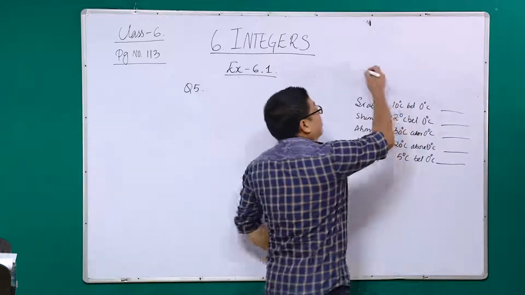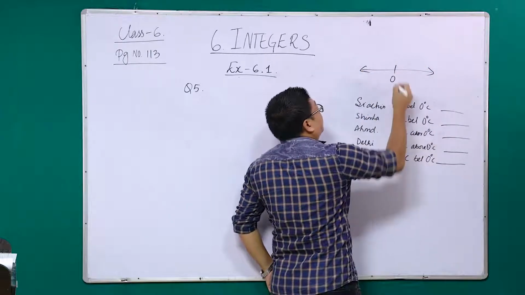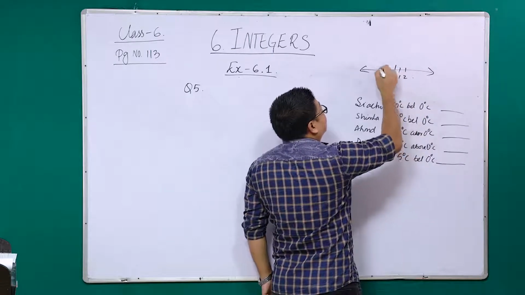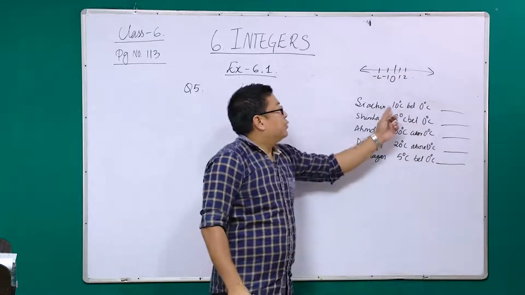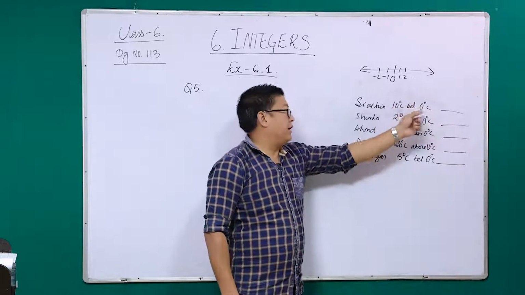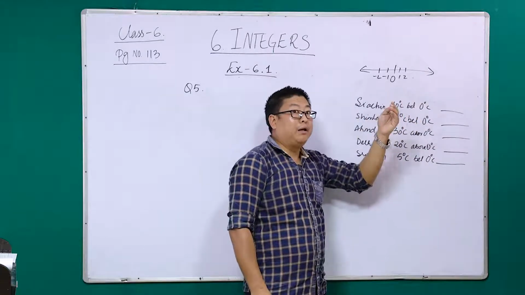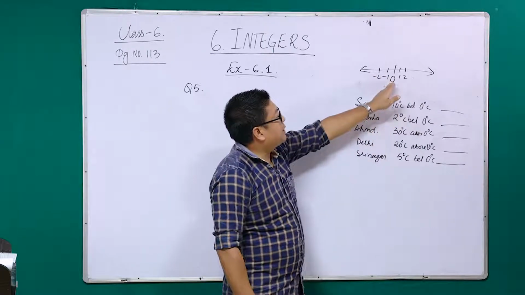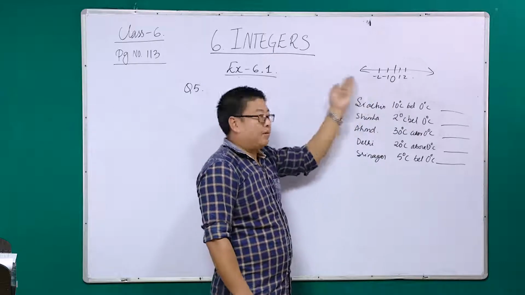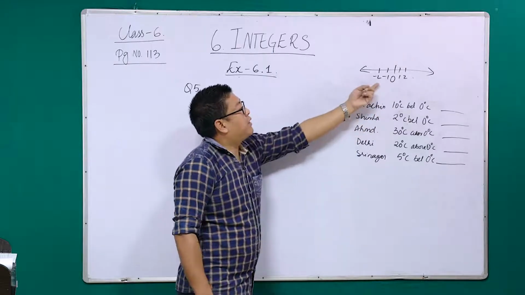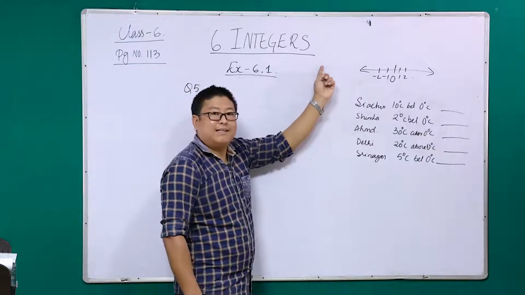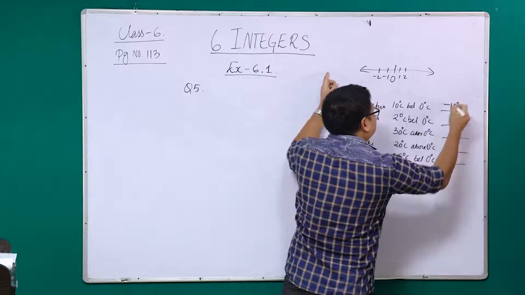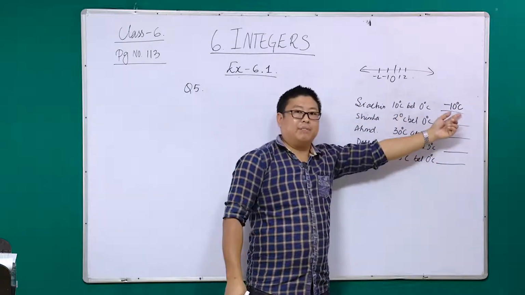Now, look here. I'll draw a quick number line. This side is plus, this side is minus. So 10 degrees Celsius below 0 degree. That means lesser than 0. Lesser than 0 means it will go this side, right? On the left. So if you go on the left counting -1, -2, you will reach -10 somewhere around here. So you will write this as -10 degrees Celsius. It will be a negative number.